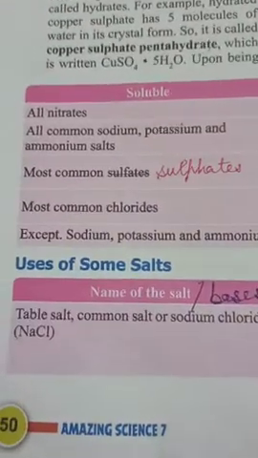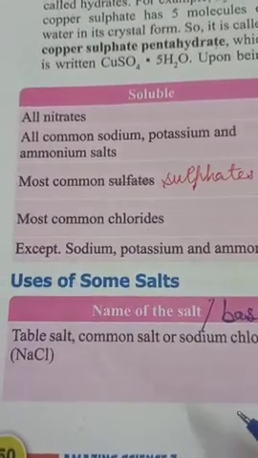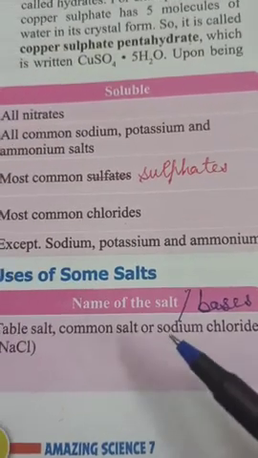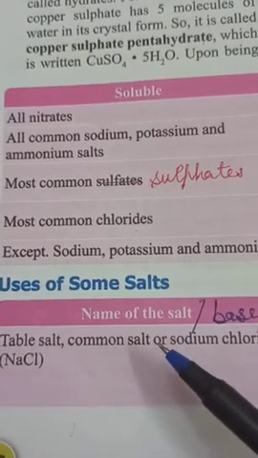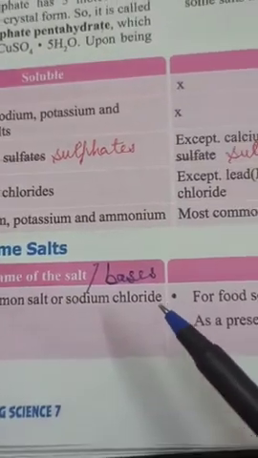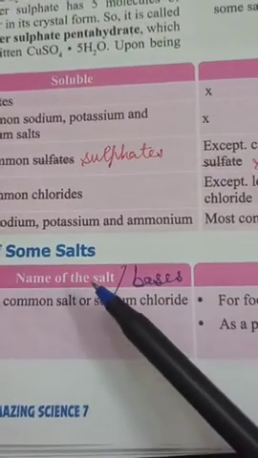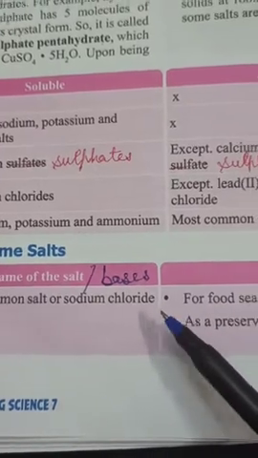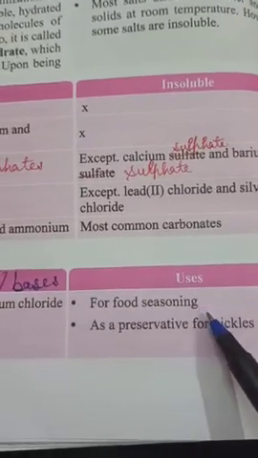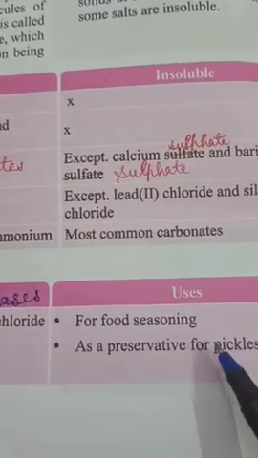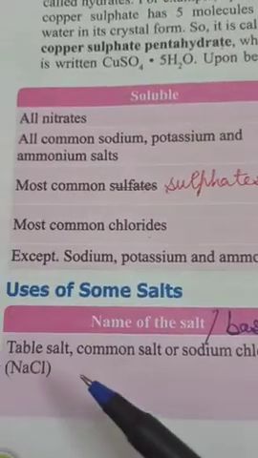Yes, children. Now about this column I was talking about in the last video, the second column is made for uses. The first column is for the name of the salts or bases, and the second column is the use of those salts and bases. So let's see.